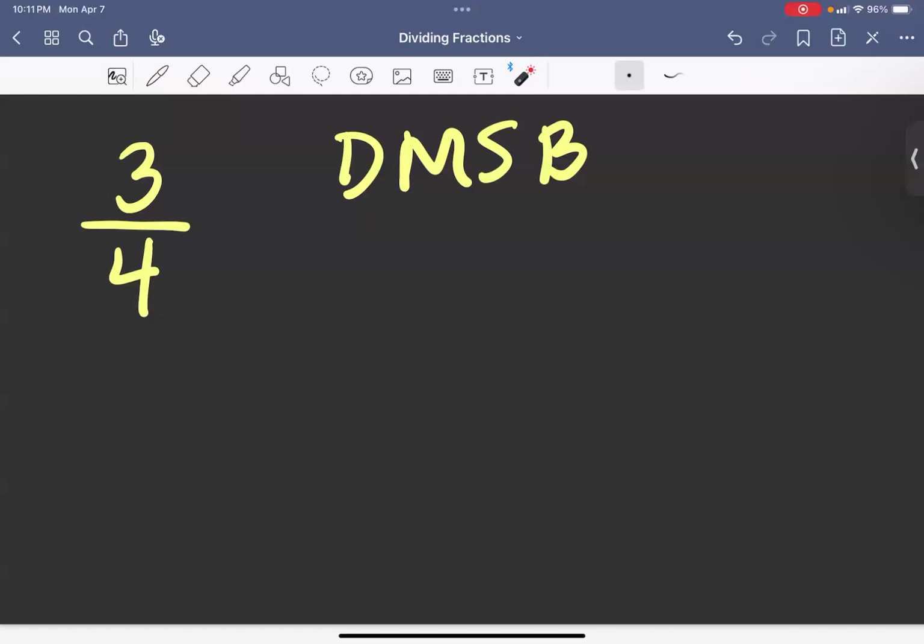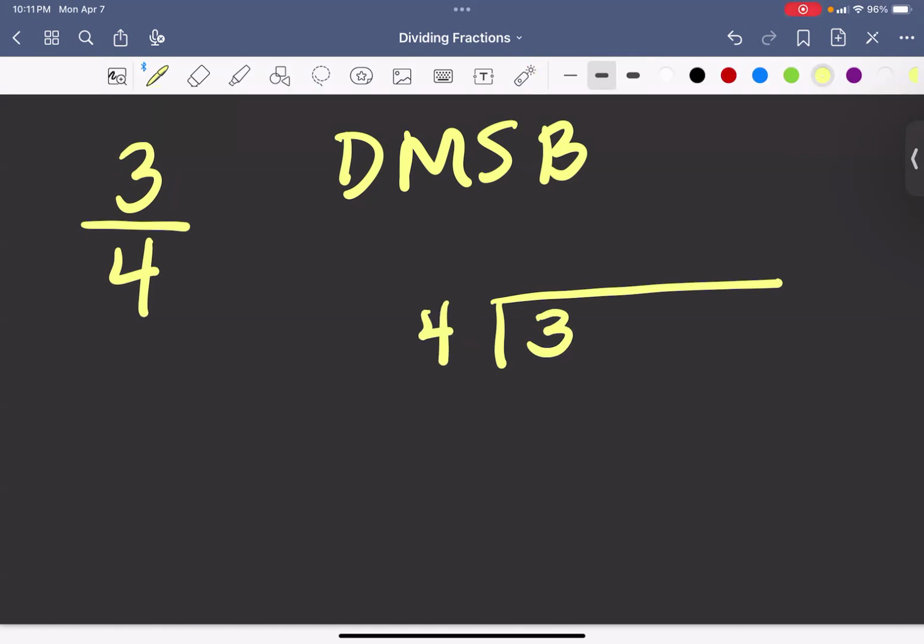So I'm going to make my divide box, and the number on top of the fraction is the one that goes inside always. So 3 goes inside, 4 goes on the outside. So now I'm going to divide, the D. So 4 into 3 is 0. Let's put a 0. Now, 4 cannot go into 3. So some might say, I'm done.